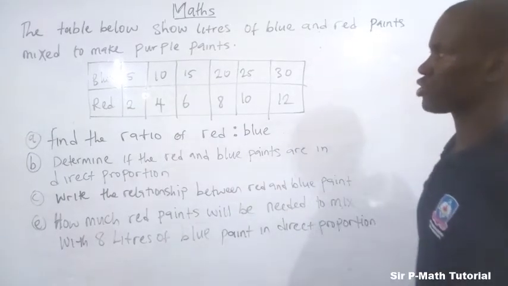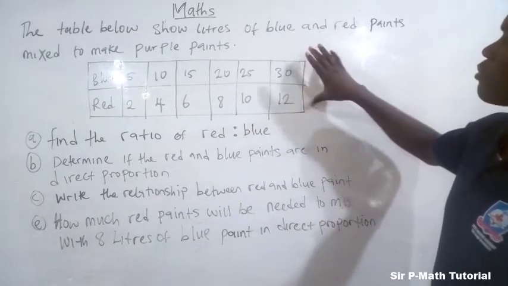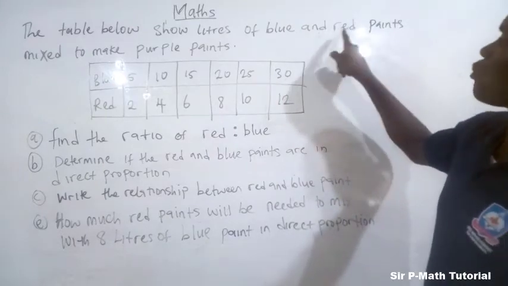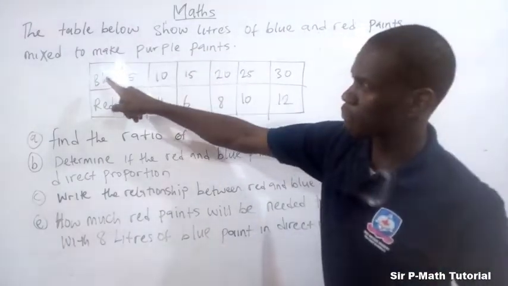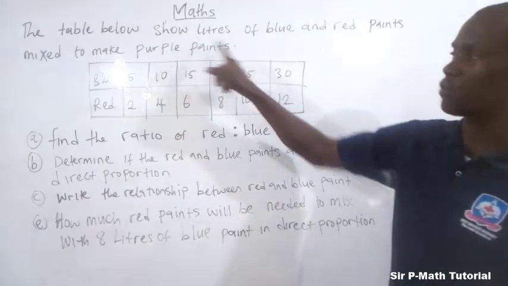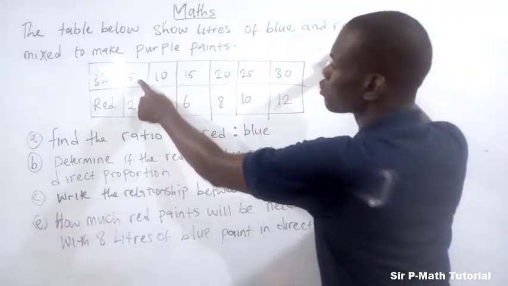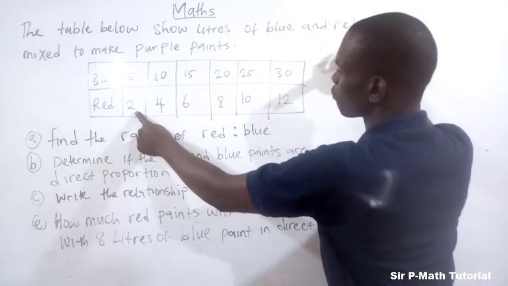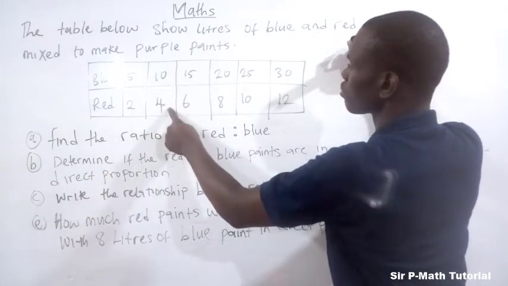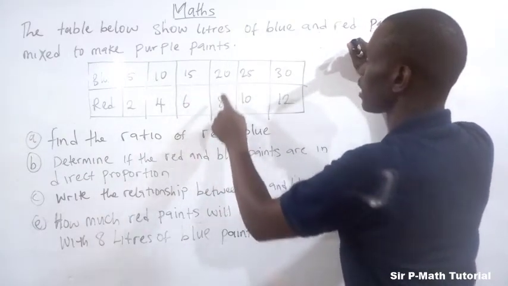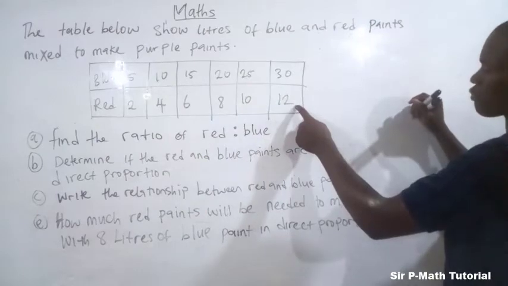We have another question on the board. A table is given to us. Blue paint and red paint are needed to mix a purple paint. 5 blue and 2 red will give us a purple paint. 10 and 4, 15 and 6, 20 and 8, till 30 and 12.